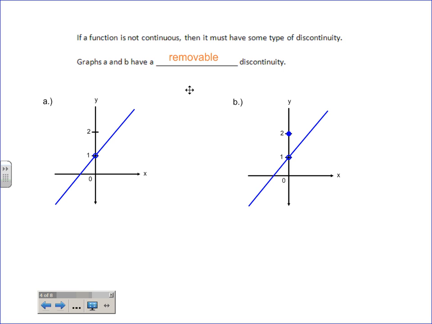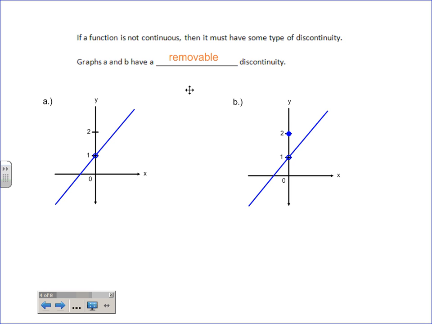Hole or removable. Basically, I like to use removable because, do you agree if I fill in that dot, I have removed the problem? Okay, that's pretty easy to remove that one. Or it's a hole. I wouldn't be too upset if you called it a hole. But it is actually a removable discontinuity. Because remember, when do you get holes again? Algebraically? When factors cross off, right? So did you just basically remove them? You did.